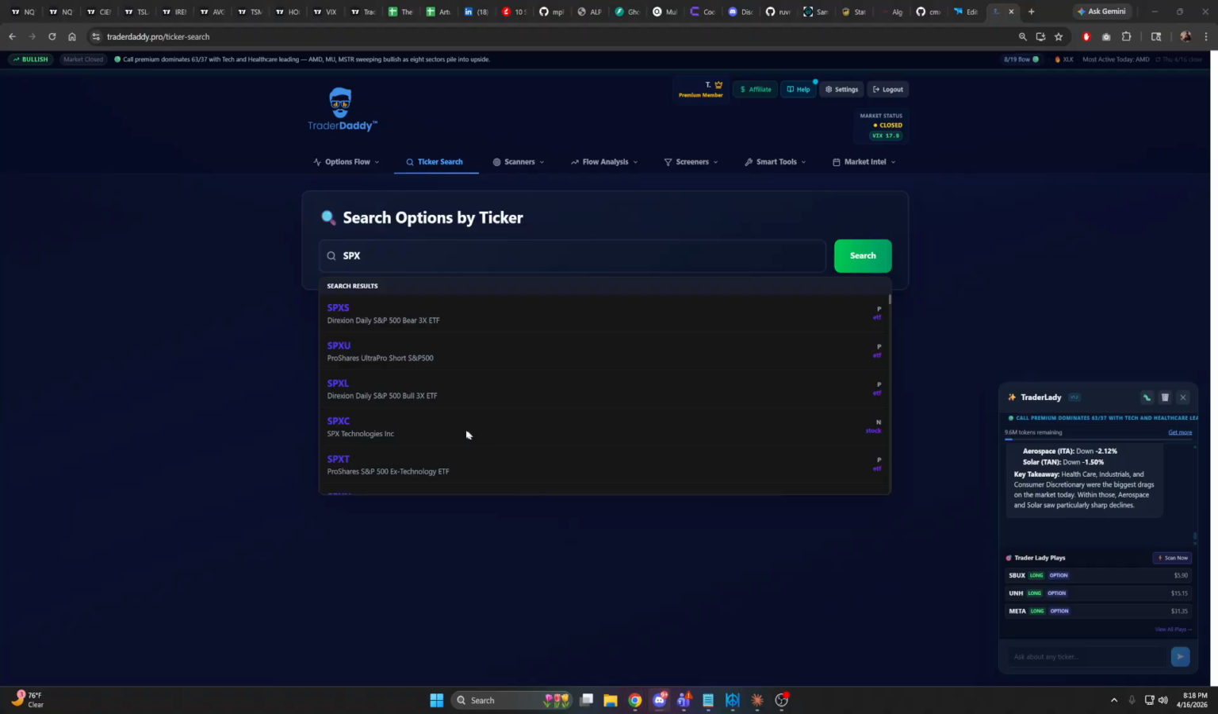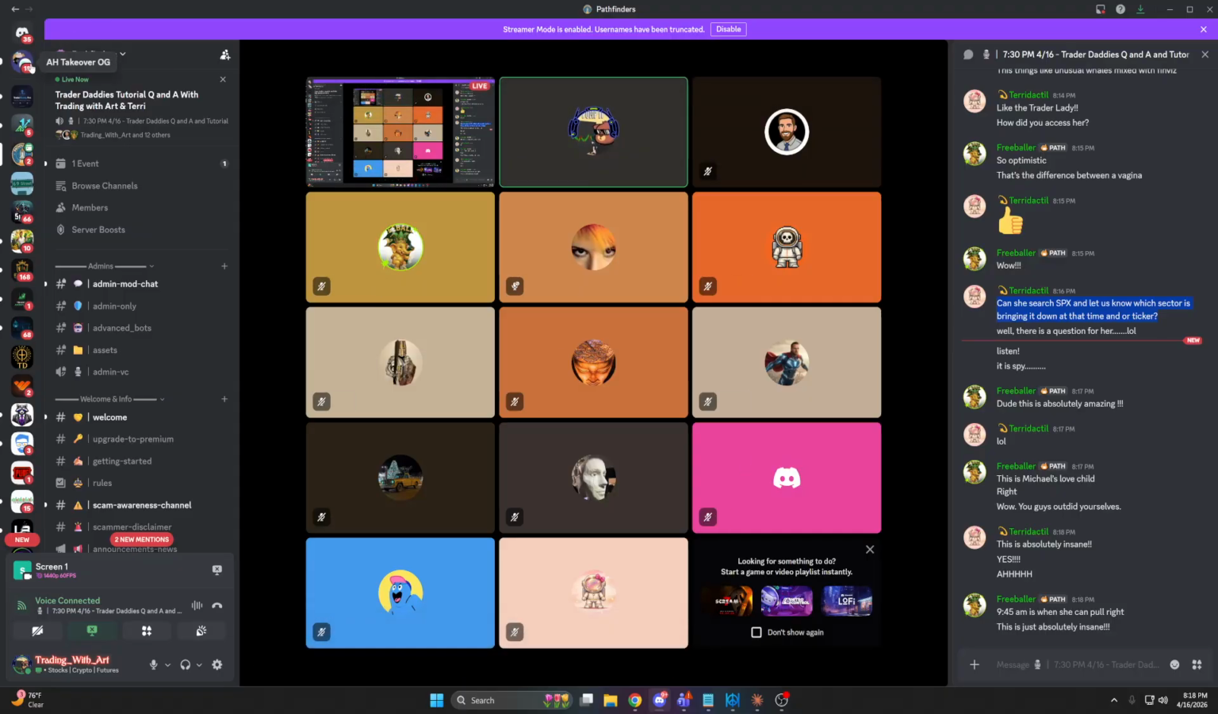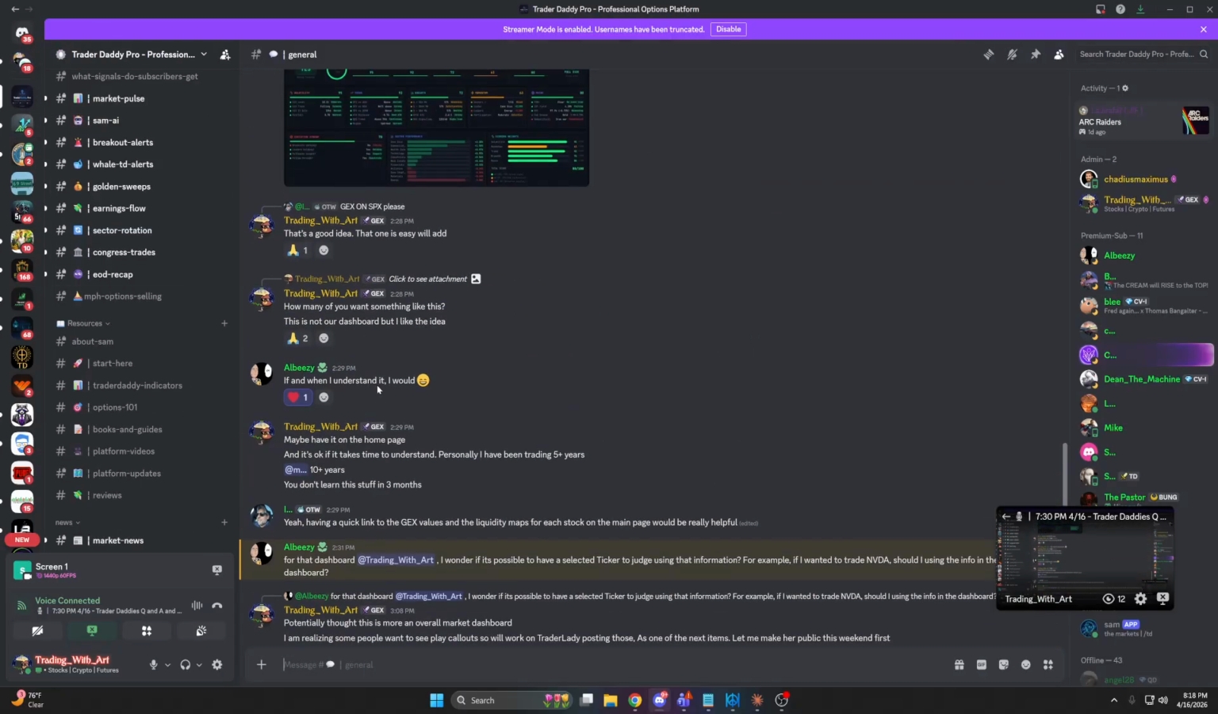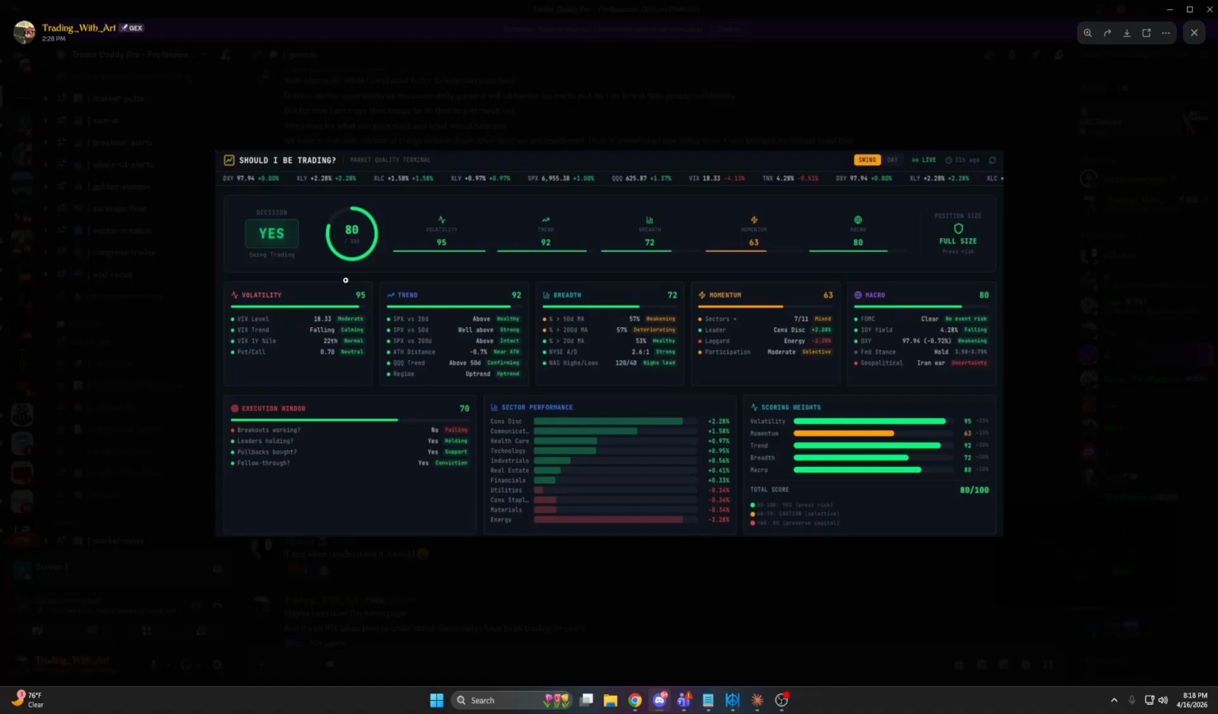I'm going to share something else that I saw today here. Let me drag my Discord. I was messaging people, and I saw this, and I was like, we are so going to copy this. So something else that I want to implement is a dashboard like this. Should I be trading? Market quality terminal.